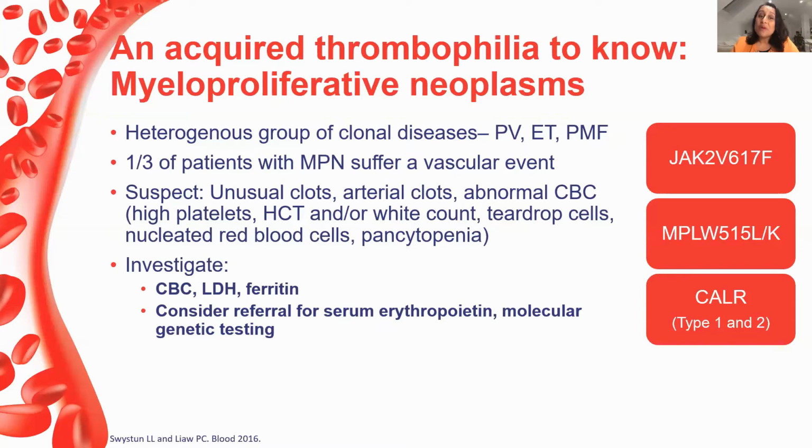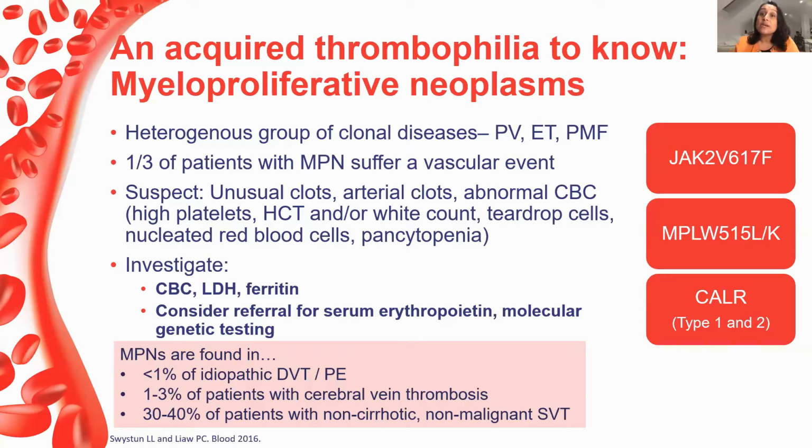So the first acquired thrombophilia I want you to know are myeloproliferative neoplasms. These are a type of hematologic cancer. Now, they're an important acquired thrombophilia to identify, because when we find them, it actually changes our management. We don't just anticoagulate, we also give cytoreductive therapy. It's a group of 3 clonal diseases: polycythemia vera, essential thrombocytosis, and primary myelofibrosis. And they're associated with some genetic mutations that are in the red box to the right of your screen.